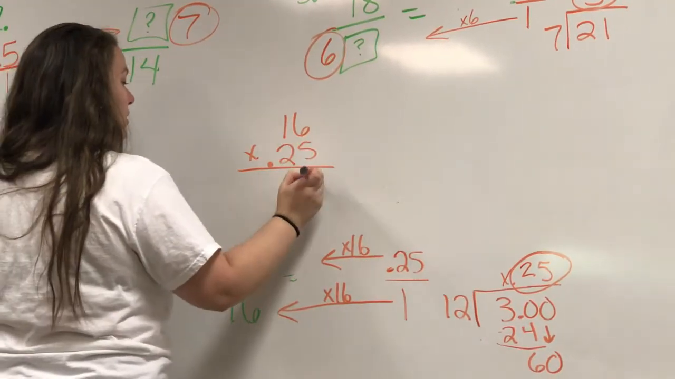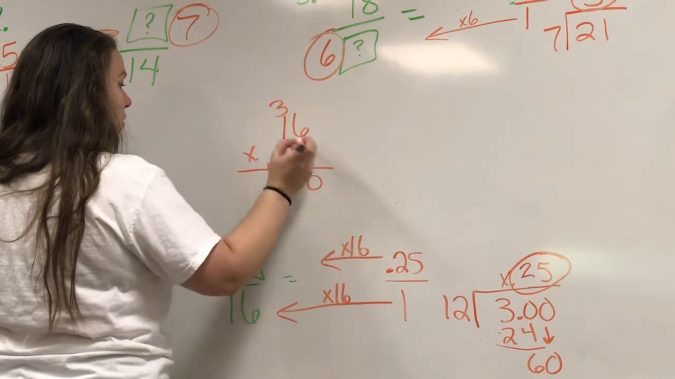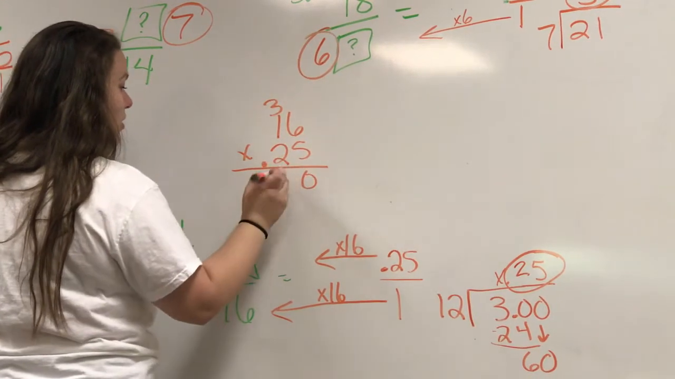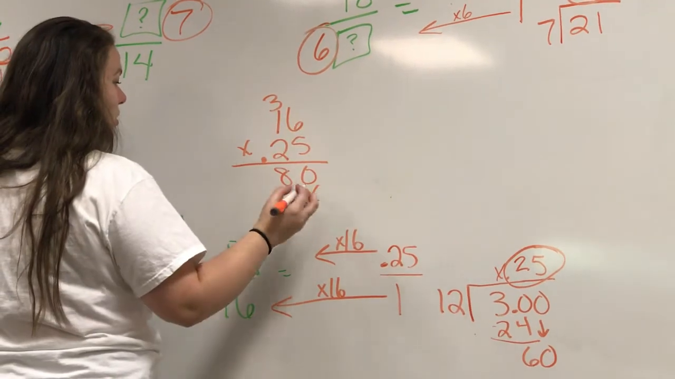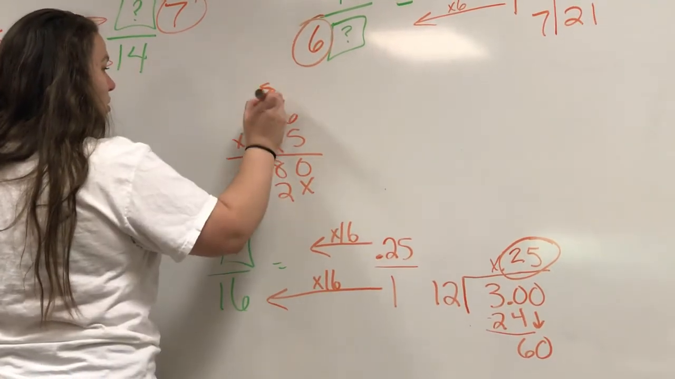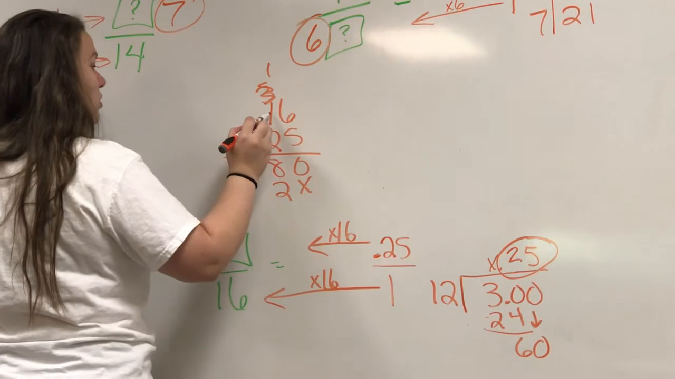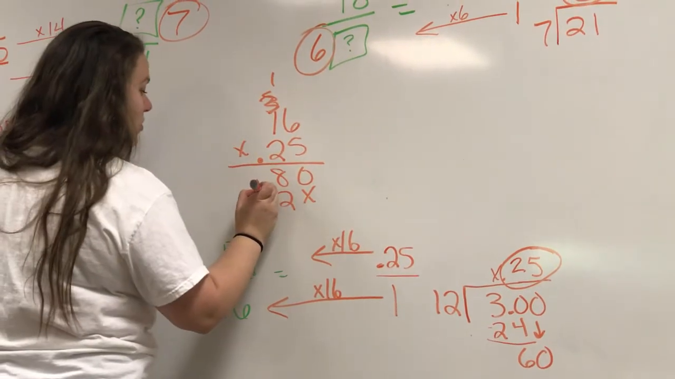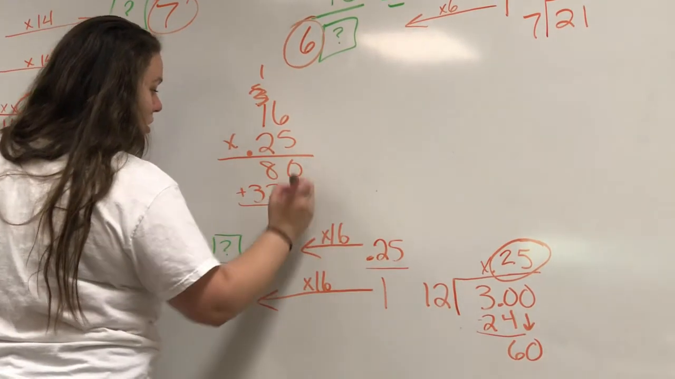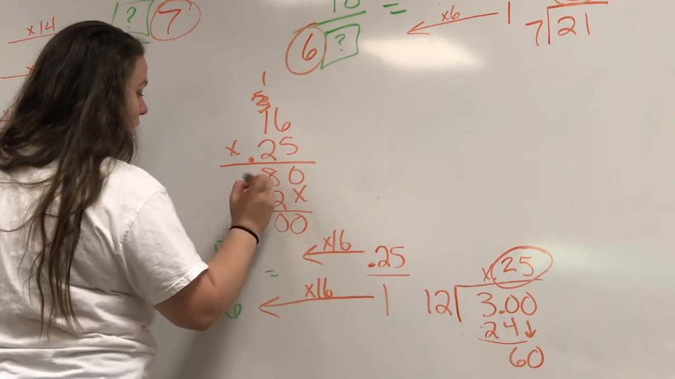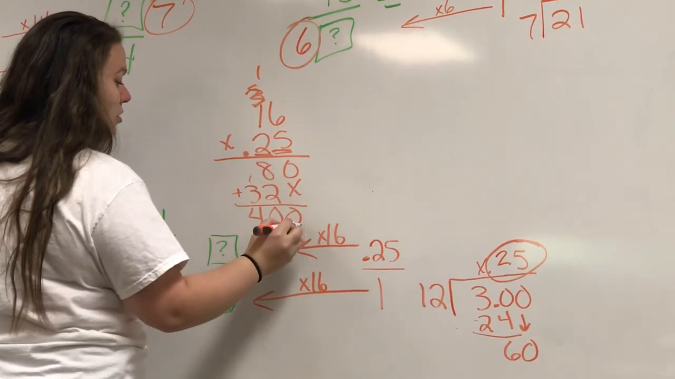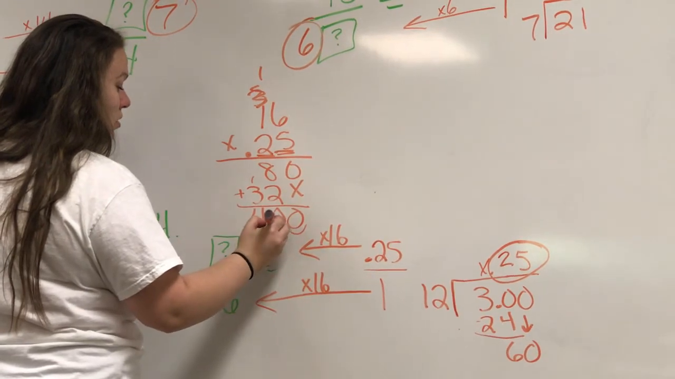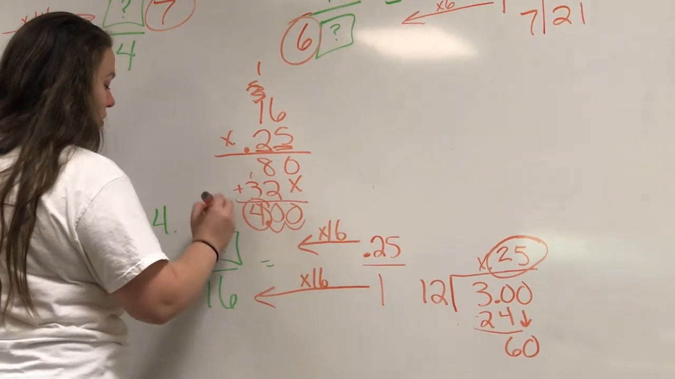5 times 6 is 30. 5 times 1 plus 3 is 8. 2 times 6 is 12. 2 times 1 plus 1 is 3. 0, 0, carry the 1. 4. There are 2 decimal places in my original problem. 1, 2. My answer is 4.